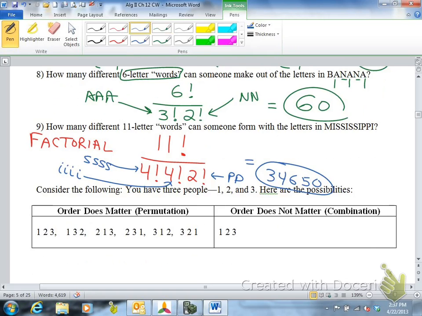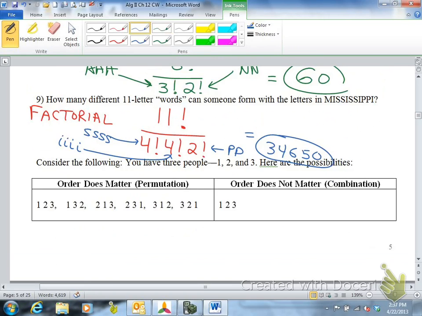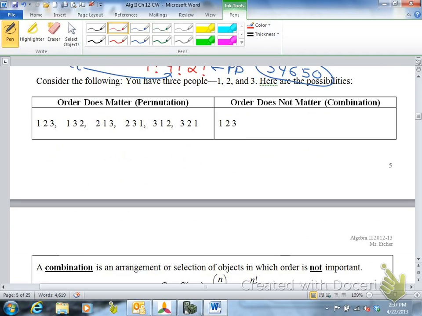Okay, last part of class, one more page, page 6. Consider the following. You have 3 people. Person number 1, person number 2, person number 3. The possibilities, here's the difference. We've just been doing permutations where the order matters. All these are different groups, so there would be 6 different orders of 1, 2, and 3. And I gave you all 6 possibilities.